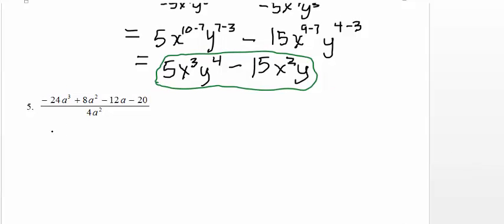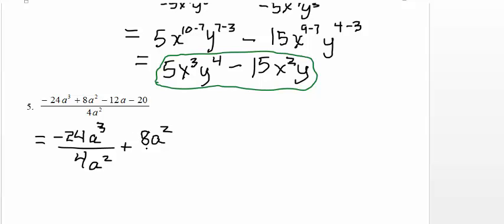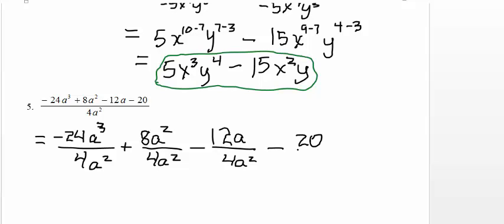So let's apply this same process to number 5. So I'm dividing negative 24a cubed by 4a squared. I'm going to add to that 8a squared divided by 4a squared. I'm going to subtract from that 12a divided by 4a squared. From that I'll subtract 20 divided by 4a squared.